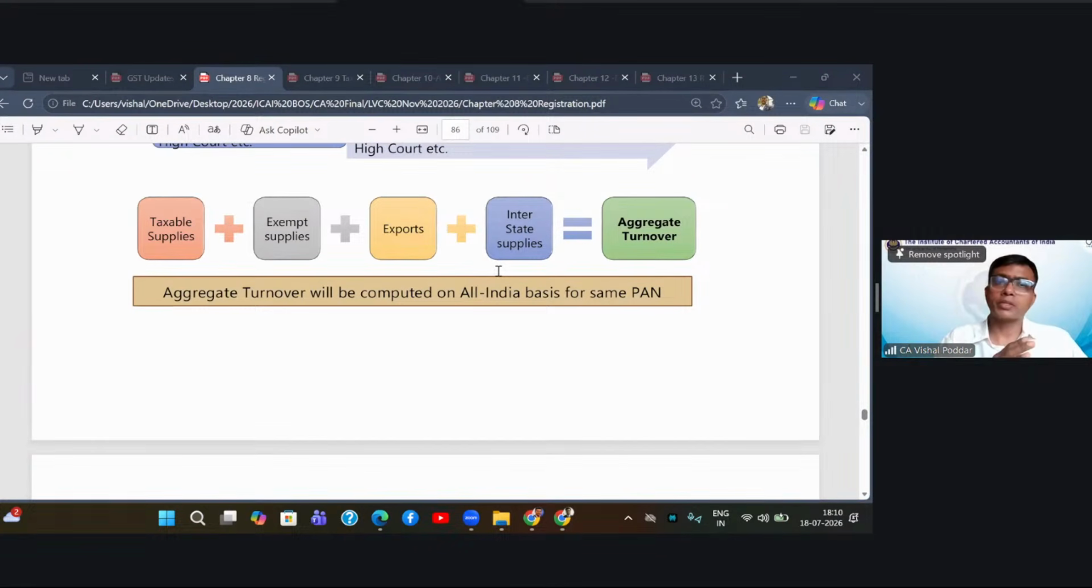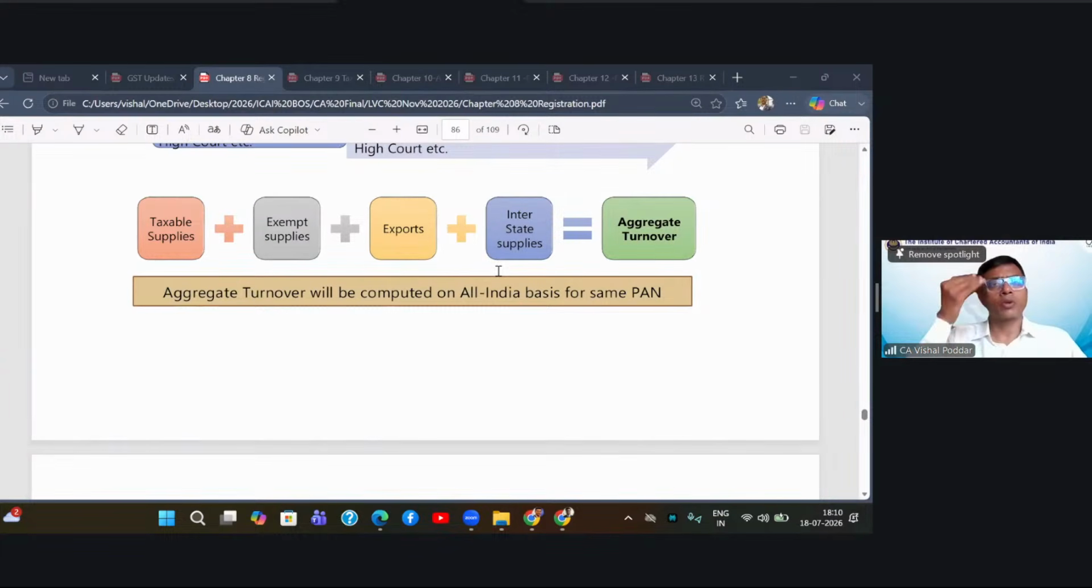So the first meaning of this is that wherever there are inward supplies on which you are liable to pay tax as a recipient, because those supplies are covered under RCM, they are not added in aggregate turnover because they are not your outward supplies. So they won't be added.